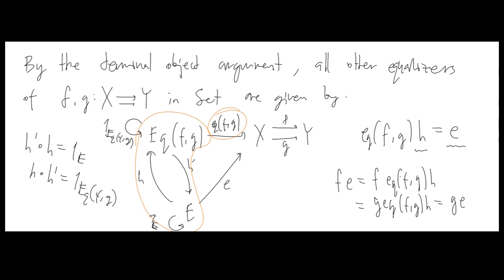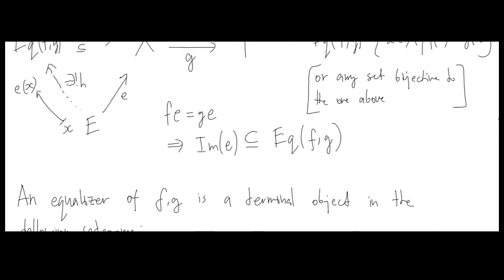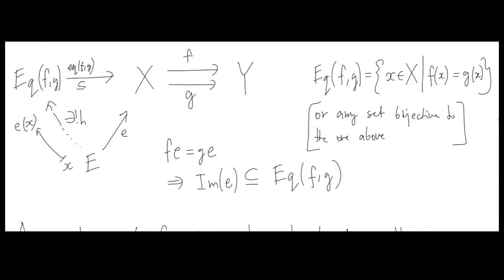So what I'm trying to do basically is to say that I can build all possible equalizers just by taking a random set E that's bijective to my set EQ(F,G), and then the way I can build an equalizer out of it is just to take a small e to be the composite of H and this one, and it will be all fine. Yes, yes. Which now kind of matches with what we said here, that the equalizer of F and G is that set or any set bijective to the one above. This way we'll now describe all possible equalizers of F and G.